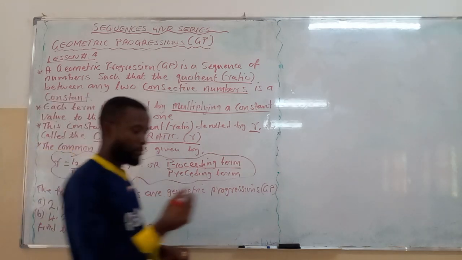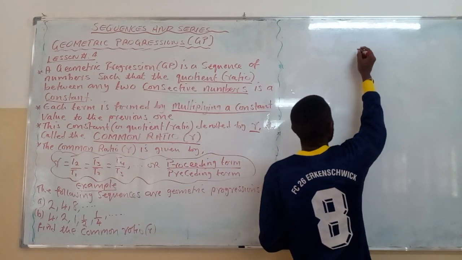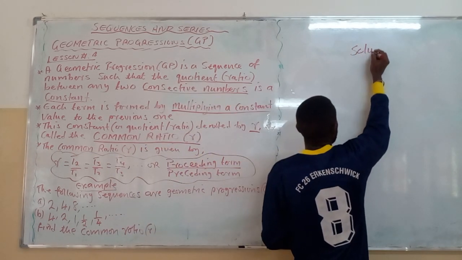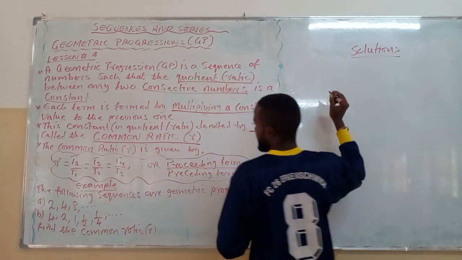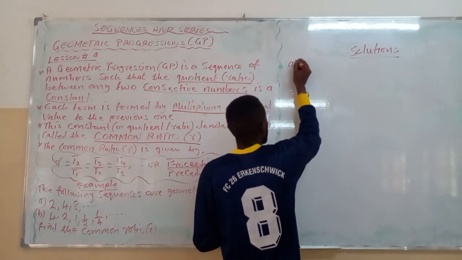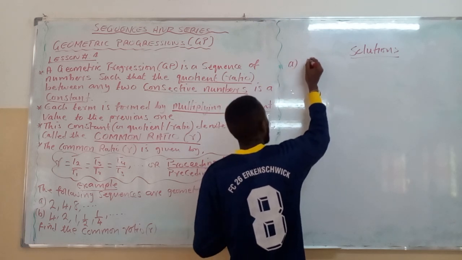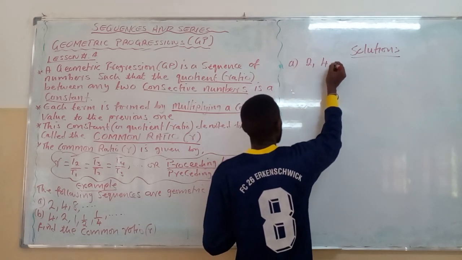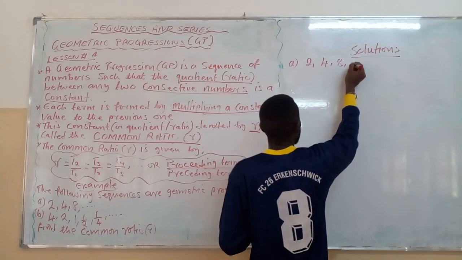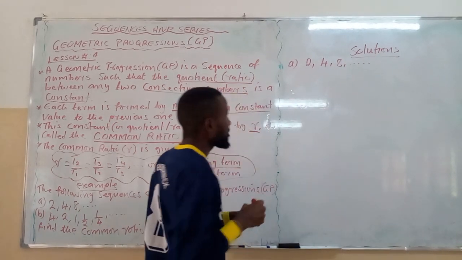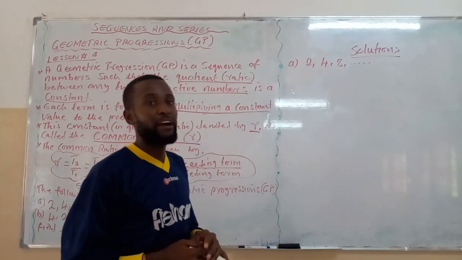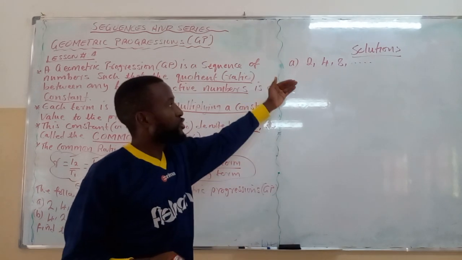Simple. So let us find the common ratio here. So I'm going to say solutions to find the common ratio. So we write the first sequence, geometric progression. Okay, we have 2, 4, 8, meaning they continue to go like that. So that is the first sequence that we have. So we need to find the common ratio for this sequence.